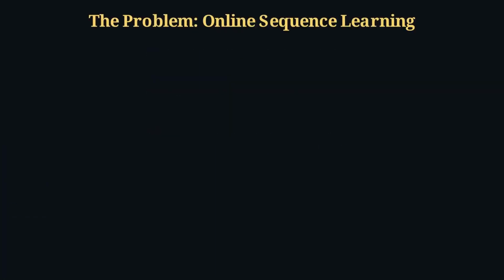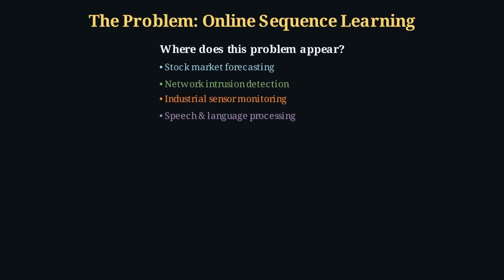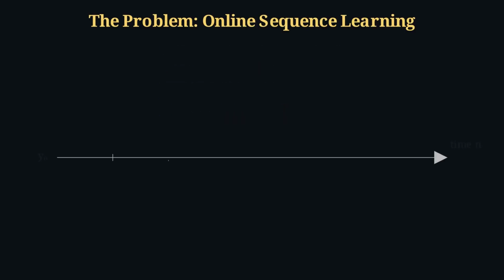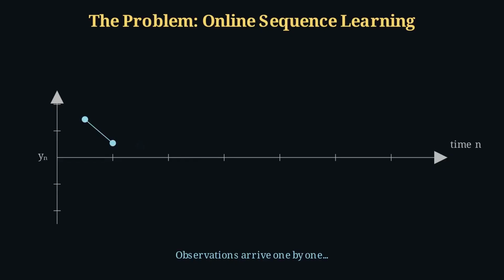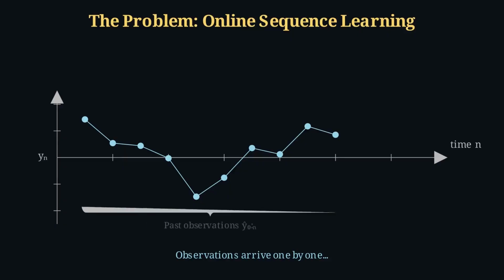Let us get started. Online sequence learning appears in many real-world applications. Think about stock market forecasting, where prices arrive as a continuous stream, or network intrusion detection, where packets arrive in real time, or industrial sensor monitoring in factories, where machines generate continuous measurements. In all these cases, the system must predict what comes next based on what it has seen so far.